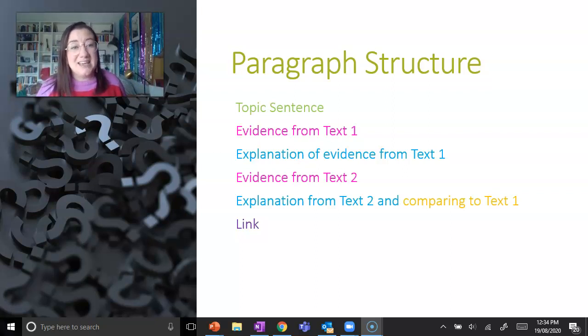So essentially, it's a TEEL paragraph with a little bit of a twist. You've got the C in there. So that would be TEECL if you are an acronym kind of person. All right.